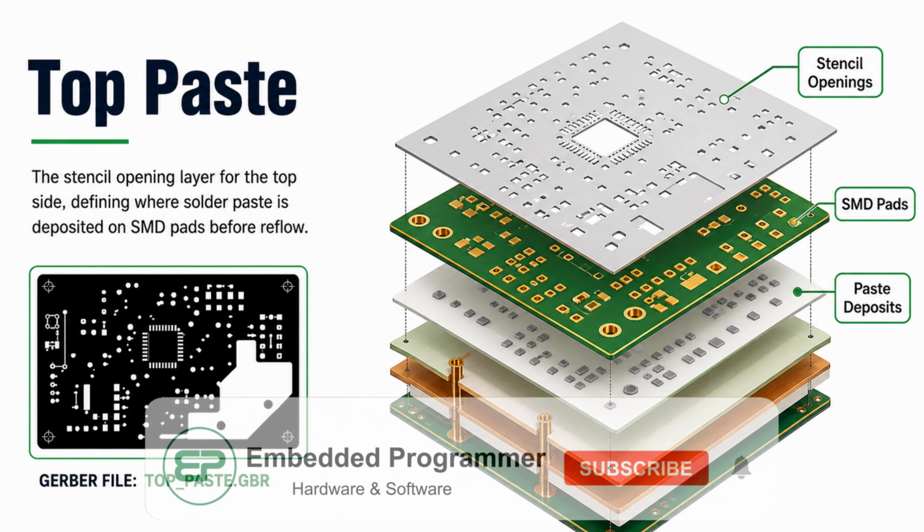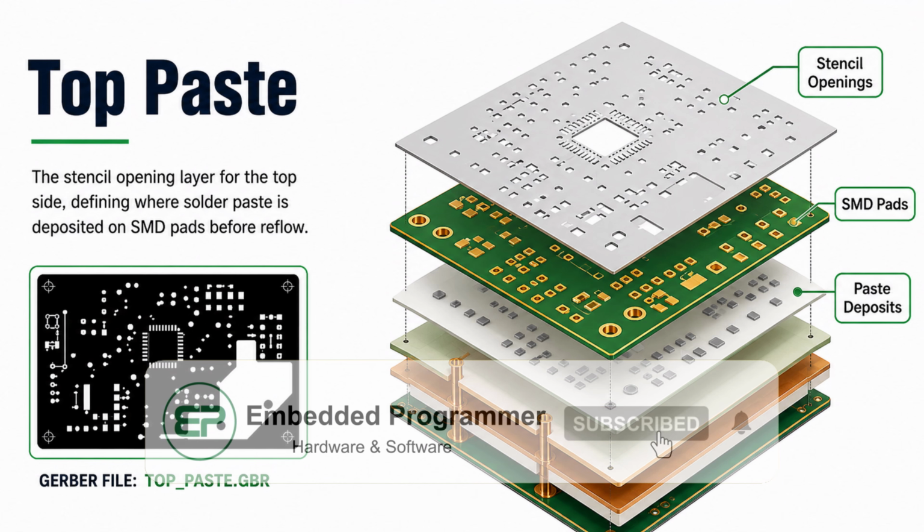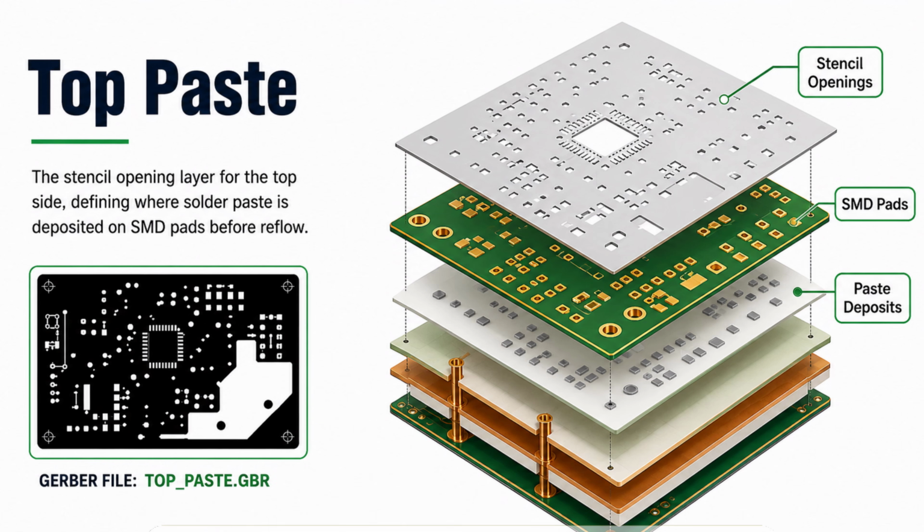The top paste layer is used for surface mount assembly. It defines where solder paste should be applied on the top side SMD pads before components are placed. This Gerber file is used to create the stencil, which is usually a thin metal sheet with openings cut exactly where paste is needed. During assembly, solder paste is pushed through these stencil openings and deposited onto the pads. Then the surface mount components are placed on top of the paste. After that, the board goes through a reflow oven, where the paste melts and forms the solder joints.